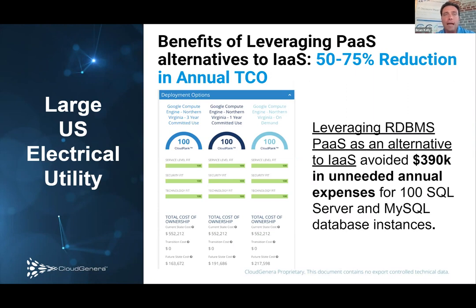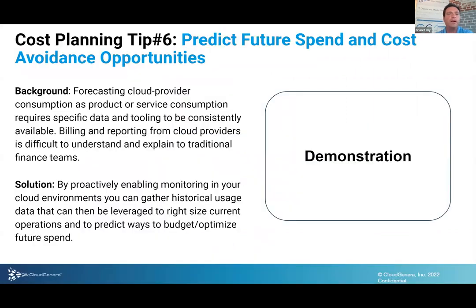You could also find equally performant but smaller configurations available in the cloud as alternatives to your infrastructure-based approach to running relational databases. Now, our last cost planning tip, tip 6 in the session. And this is a very hot topic today, especially in the FinOps community.